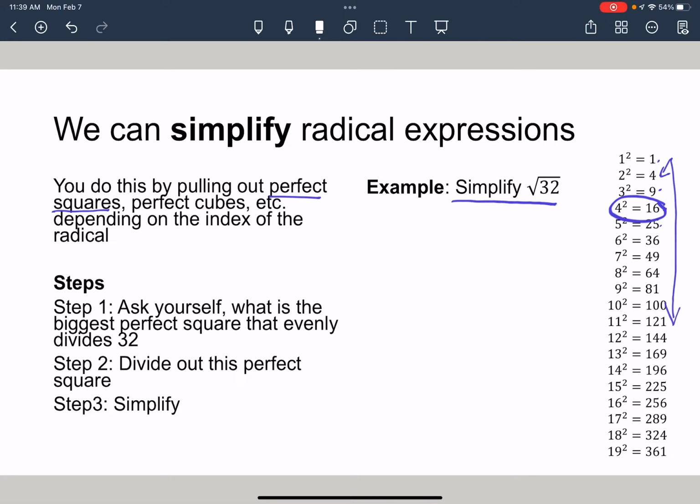The biggest one is 16, so we're going to write this as the square root of 16 times the square root of 2. What I've done is I've written 32 as the product of two square roots. So what happens when I do this is the square root of 16, now I have a perfect square. The square root of 16 is 4, so I can write this as 4 times the square root of 2. And that is how you simplify radical expressions.